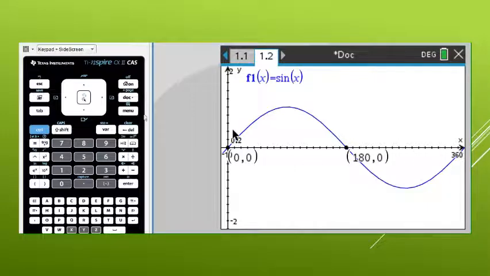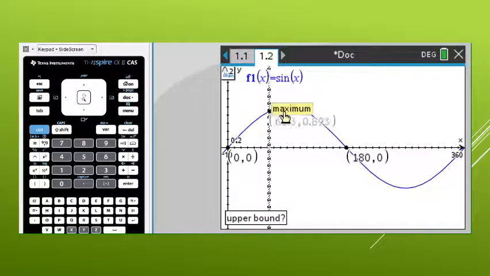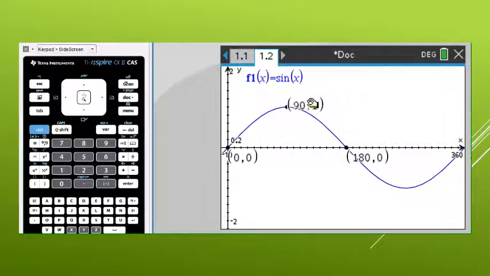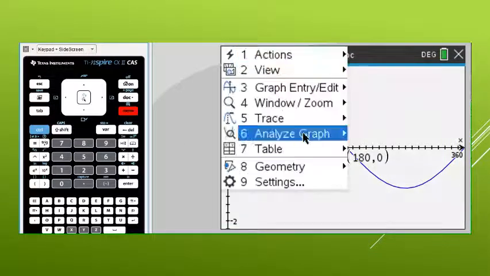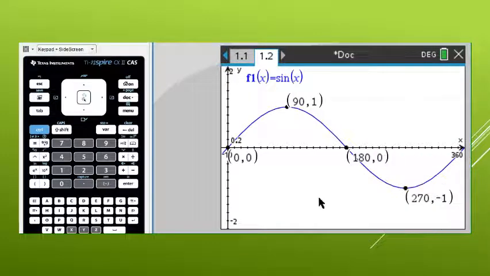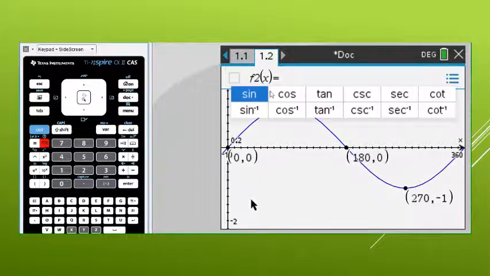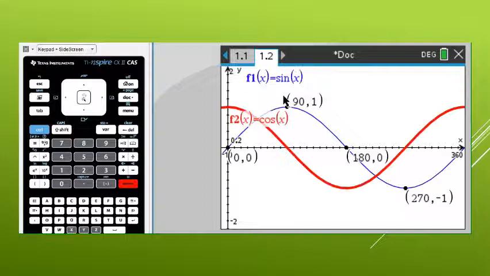There's one at 360. We can also find the maximum value. You get to the left of that point and scroll across until it tells you the point, 90, 1, and analyze the minimum, which is this point down here, at 270, negative 1. Okay, there's our sine graph. On the same axis, I'm now going to draw the cosine graph, so I'm going to press Tab, and here I'm going to go to the trig menu, select cos of x, press enter, and the red graph there we can see is our cos graph.